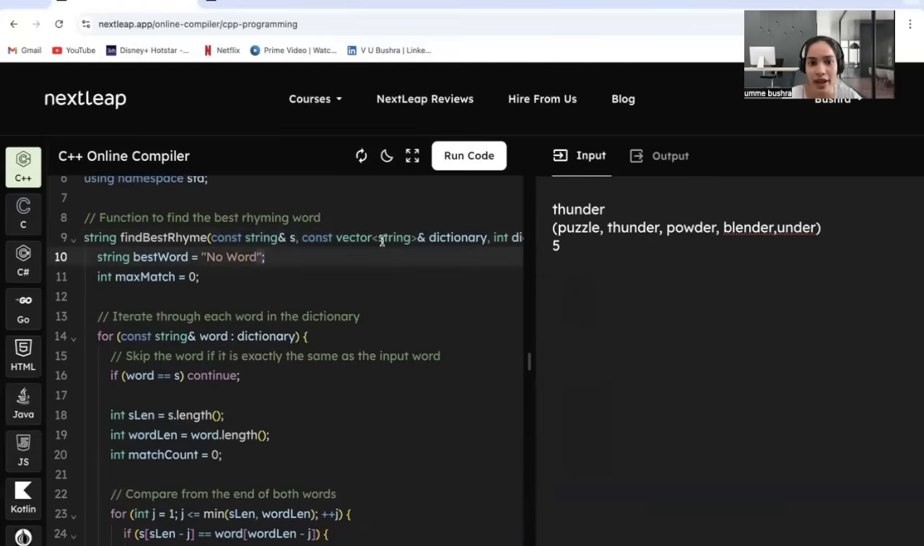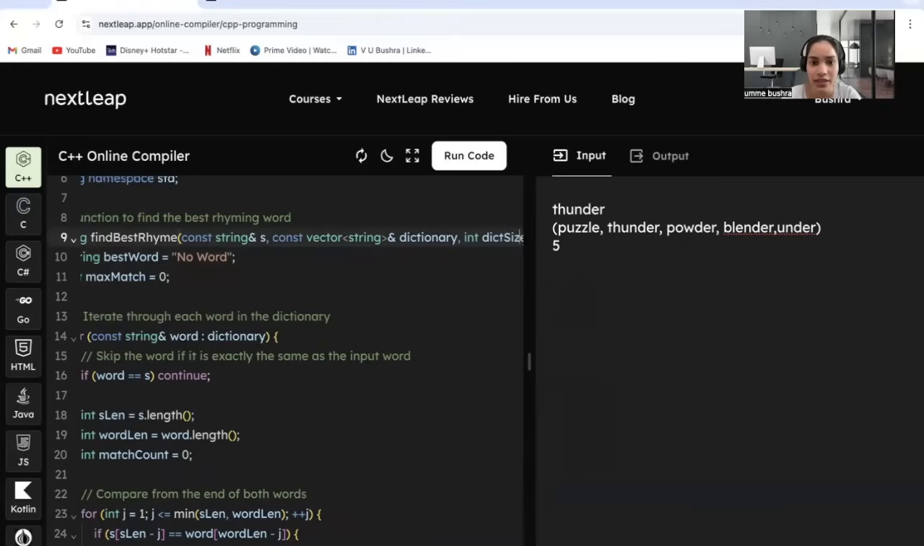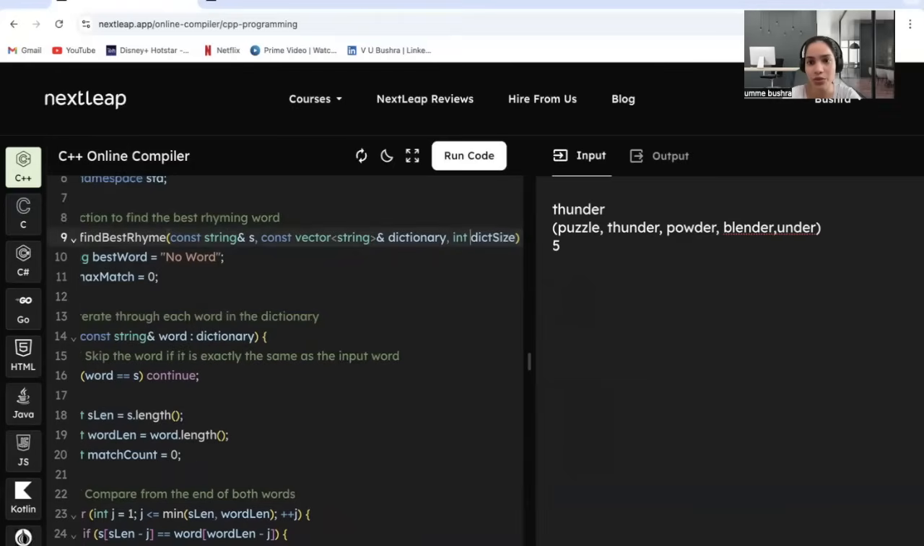declared this. Now I have my vector. Vector is my dictionary, which I'm going to call my dictionary. And then finally, if you see here, I have my dictionary size, which is going to be the size which is going to give it. And all of this is very clearly mentioned in my code.